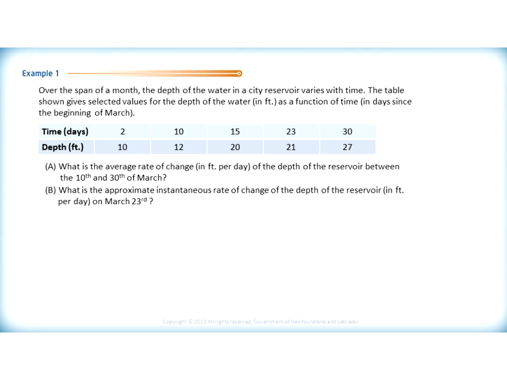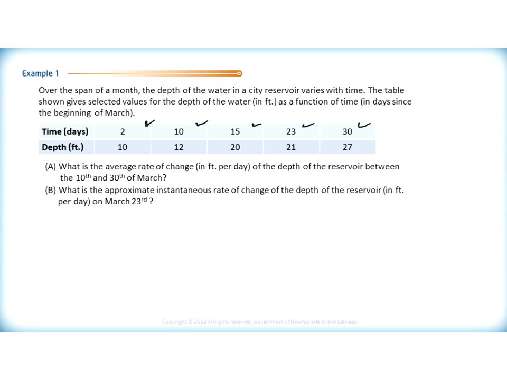Okay, so over the span of a month, in this example, the depth of water in a city reservoir varies with time. The table shown gives selected values for the depth of water in feet as a function of time in days since the beginning of March. So this is the days since the beginning of March, and you can see that these are not regular intervals. They're jumping all over the place, but this is the data we have.